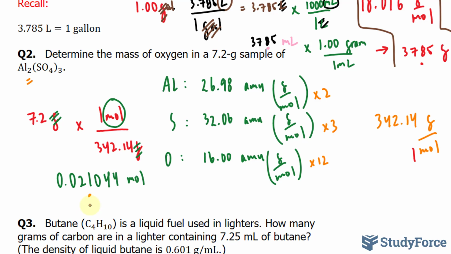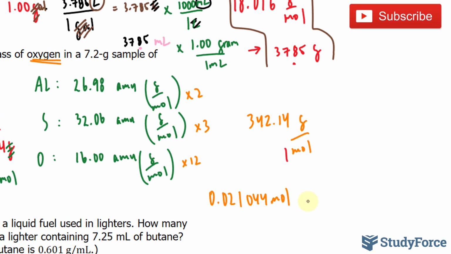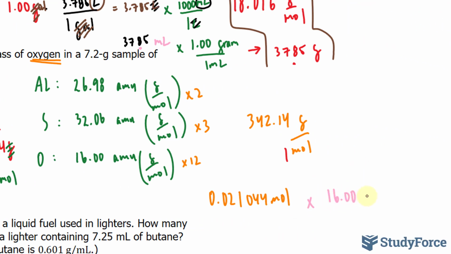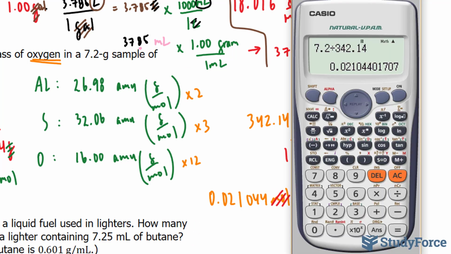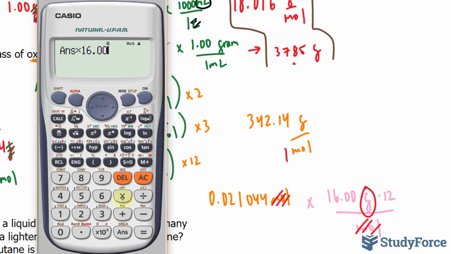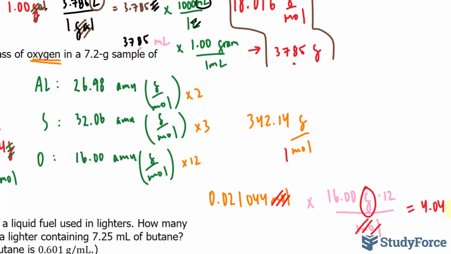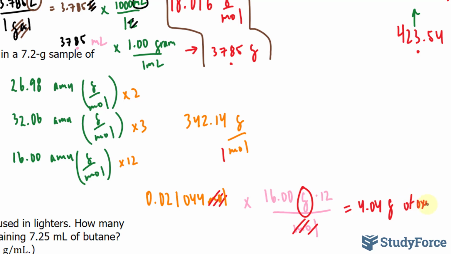What I'll do with this number now is multiply it by the molar mass of oxygen because that is what they're looking for. Here's what I mean by that. I'll take 0.021044 moles and multiply it by 16 times 12 grams per mole. Multiplying this by 16.00 grams times 12 over moles, we'll cancel out the mole unit, and we're left with only grams. So let's use our calculator once more to multiply this. 16.00 times 12 gives me 4.04 grams of oxygen makes up 7.2 grams of the total.